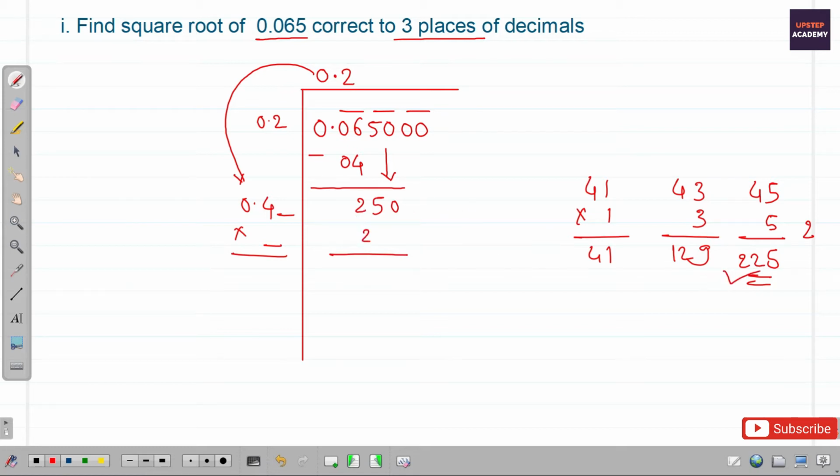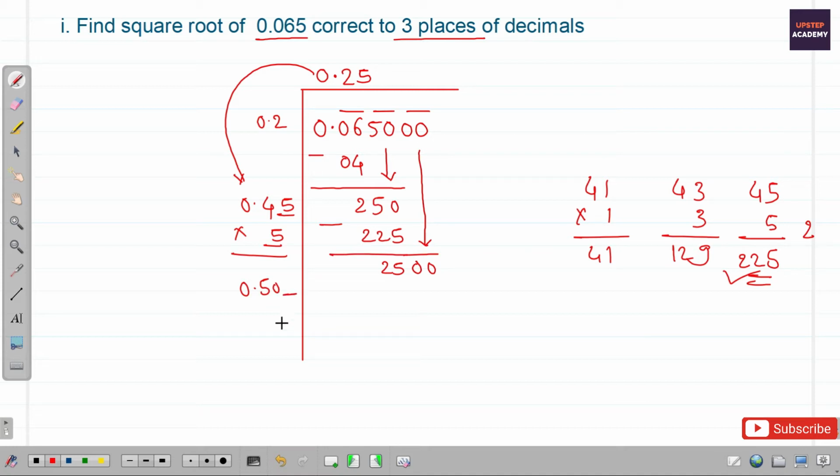So let us write 225 over here, but to take 225 over here we must put 5 in front of this 4, and 5 over here too, and 5 here also. Okay, so what will be the subtraction of 250 and 225? It will be 25. Okay guys, let us take another group over here. 00 will be another group. Let us double this number which is present in the quotient, 0.25 into 2, which will become 0.50.